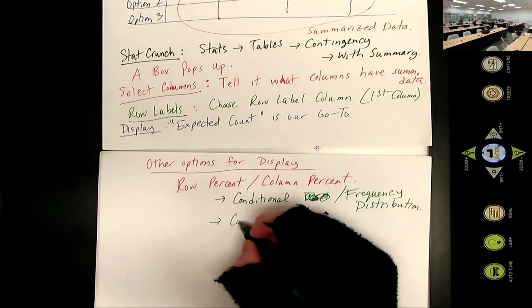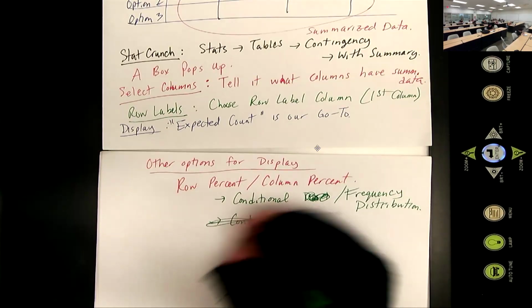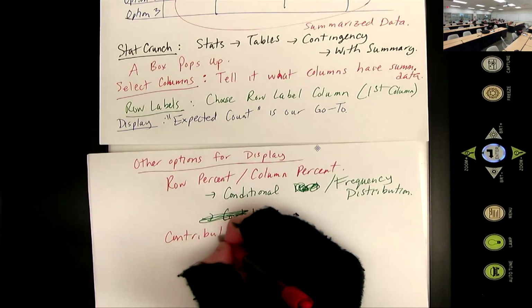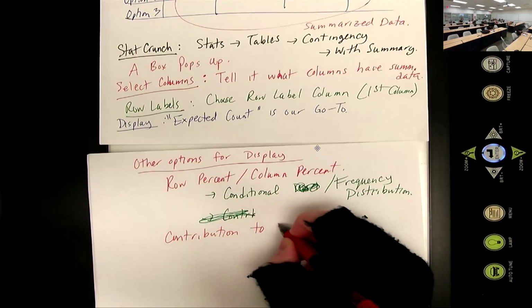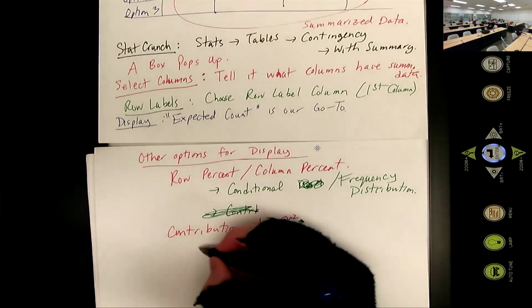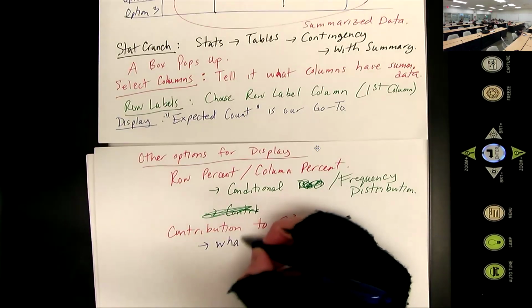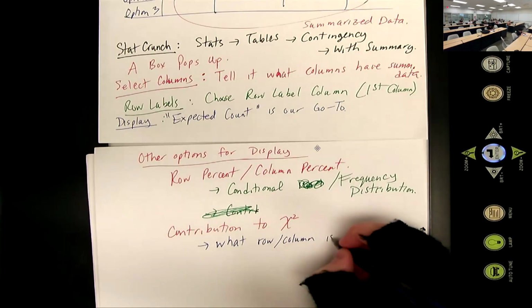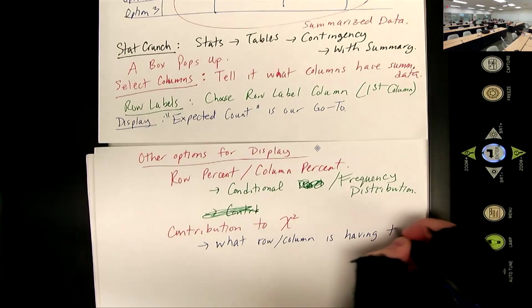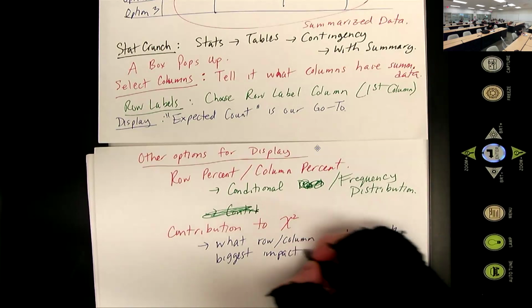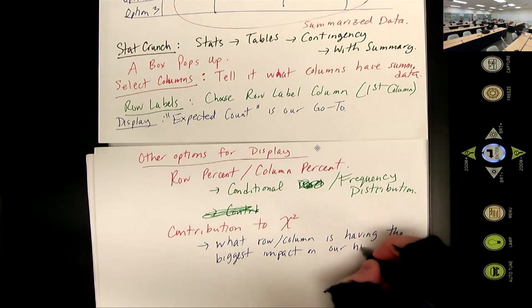There's another one, I think it's worded something like contributions, this is a different display box: contributions to chi-squared. And this one's kind of nice because it shows what row or column is having the biggest impact on the test statistic, which is effectively our hypothesis test.